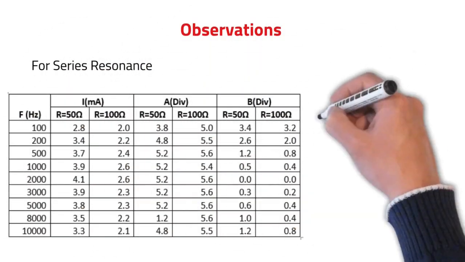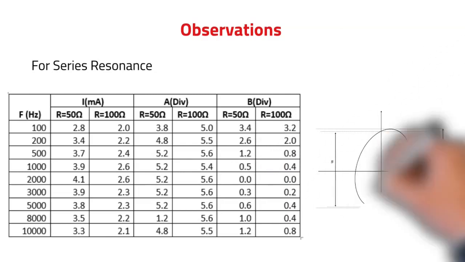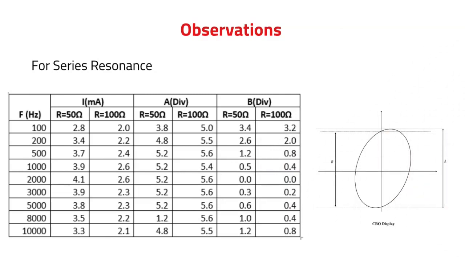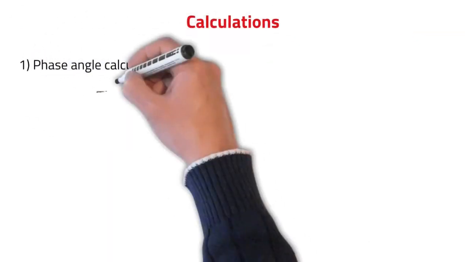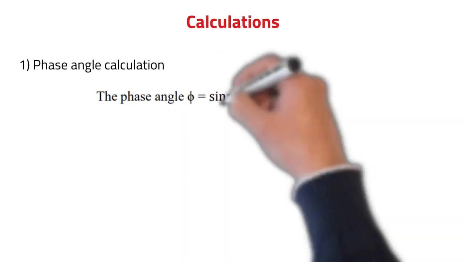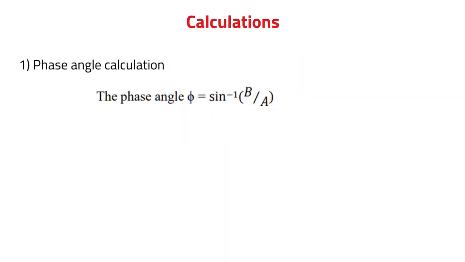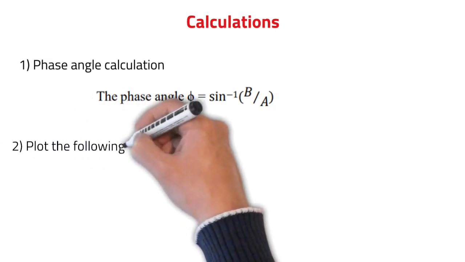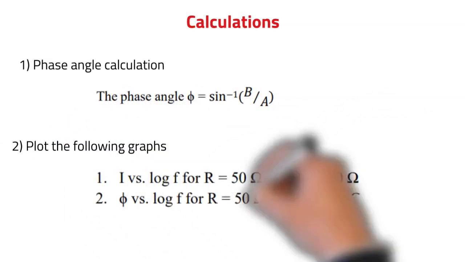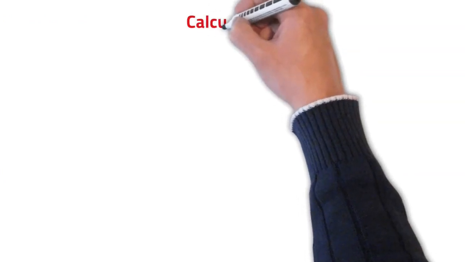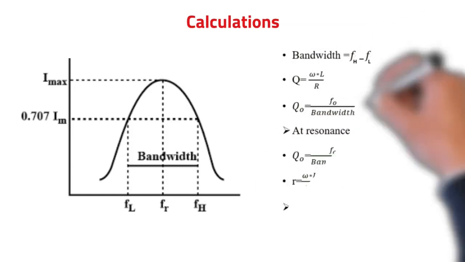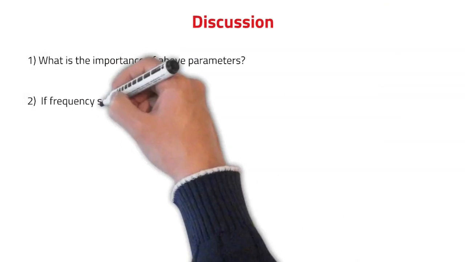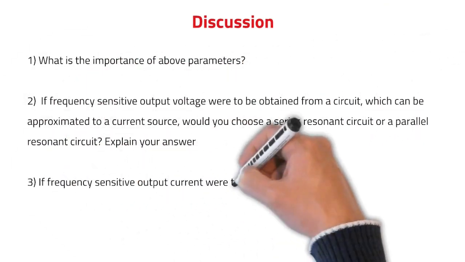A and B was calculated by using the XY plots from the oscilloscope. For the calculations in this coursework, you are required to find the phase angles for each frequency value when R is 50 ohms and 100 ohms. Then the following plots should be drawn. By using the following equations, you can calculate the coil resistance value. As for the discussion, you should answer the following questions in your coursework.